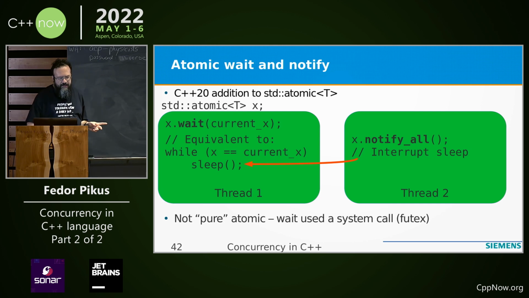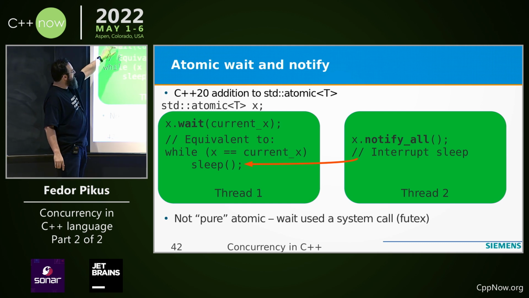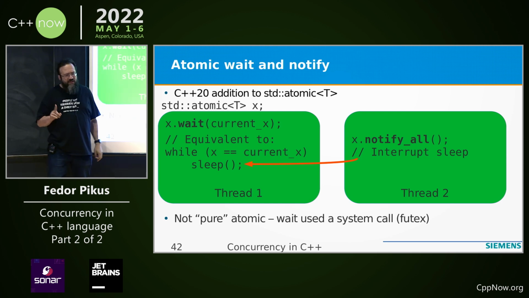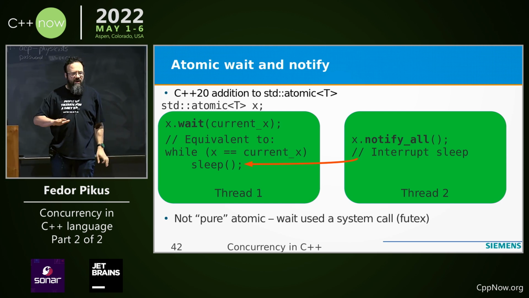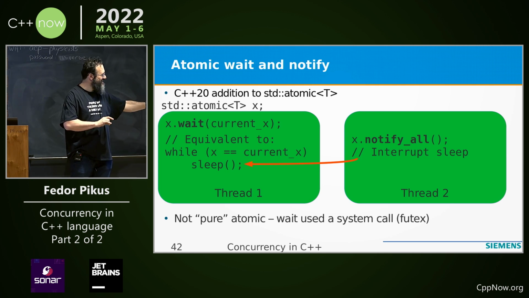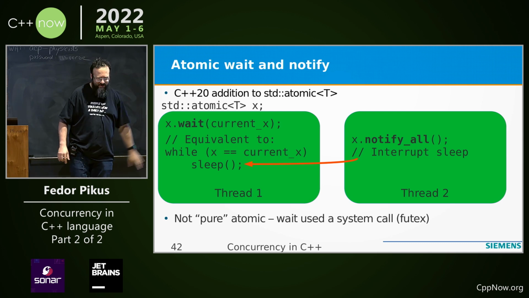Okay, one last thing, because it's interesting. In C++20, they added to the atomic, so it works on any type, two operations, wait and notify. It works the same way as a condition variable. You can wait on any atomic, and you'll block until some other thread notifies you. The interesting thing about it is, so far, everything on atomics has been done on a hardware level. This one isn't. This involves a system call. There is a futex usually underneath.